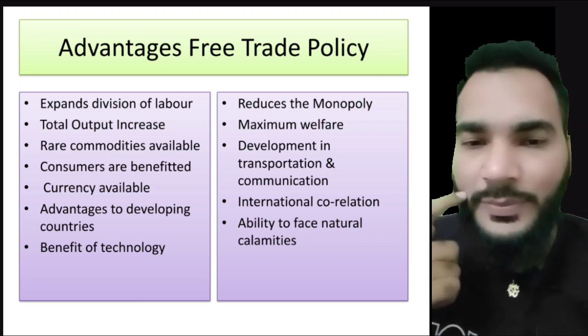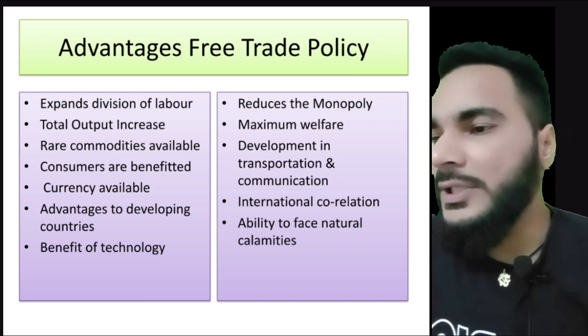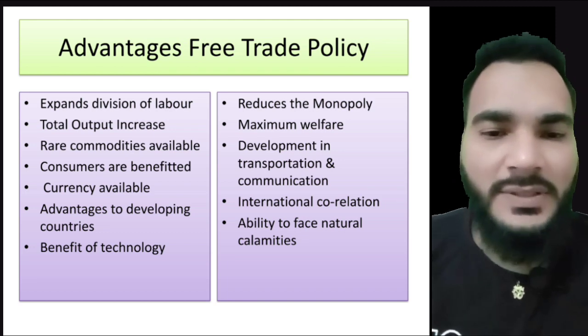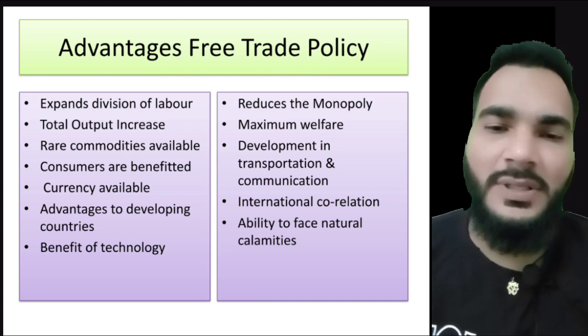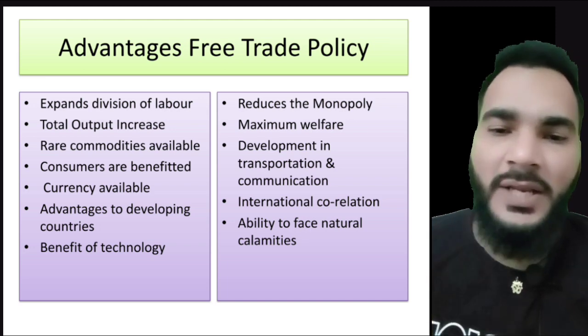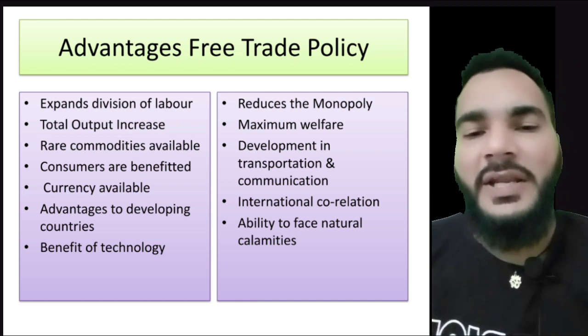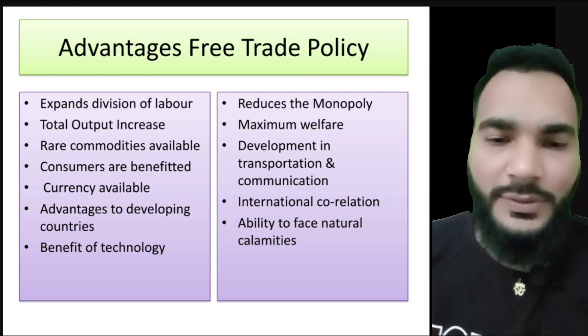Then the consumers are benefited. So that is a very simple thing. If free trade policy is there, no price discrimination is there, no extra charges, no tariff, no quota, no customs duties, nothing would be there. So the benefit would be given directly to the customer.